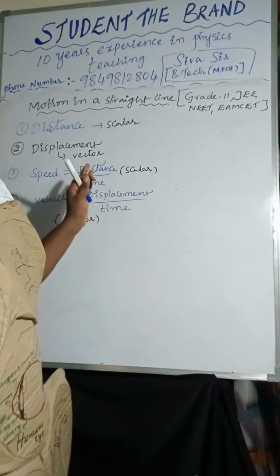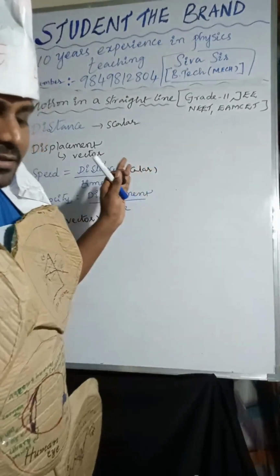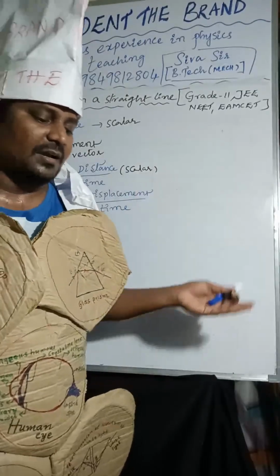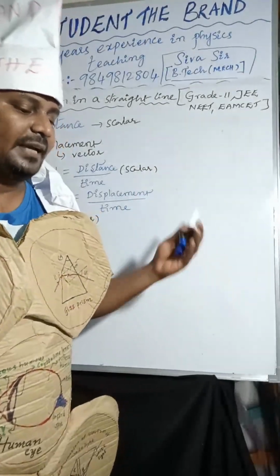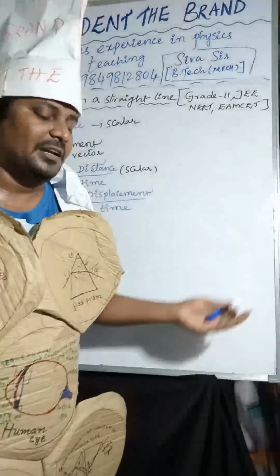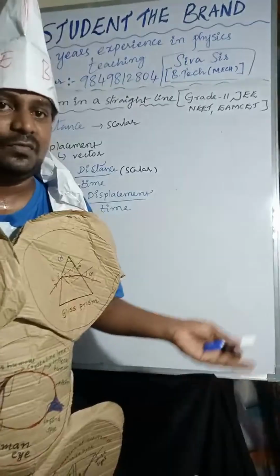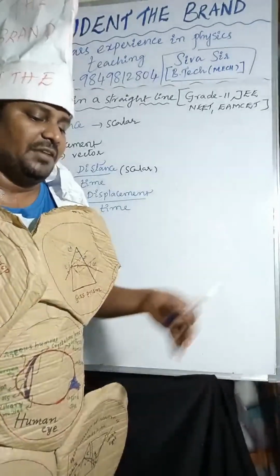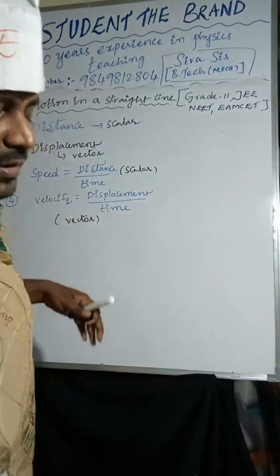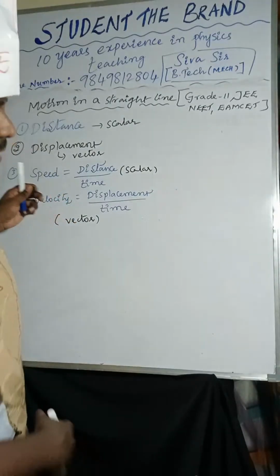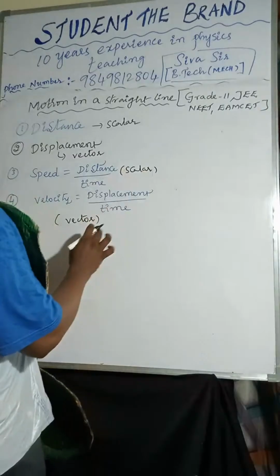Other vector examples are displacement, acceleration, momentum, centripetal force, centrifugal force, like that. So many we can take for vector examples. So this is about speed and velocity.